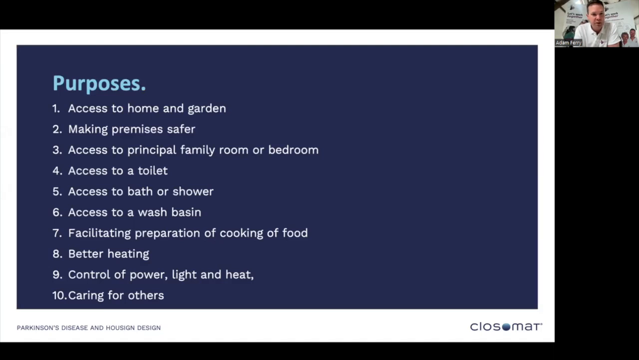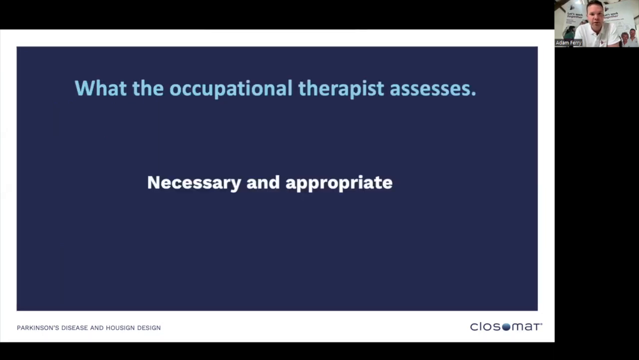The purposes are to access the home and garden, making the premises safer, access to principal family room or bedroom, access to a toilet, access to a bath or shower, although don't forget DFG legislation says or both, if it can be justified, access to a wash basin, facilitating preparation of cooking of food, better heating, control of power, light and heat, and caring for others. Just want to put that in.